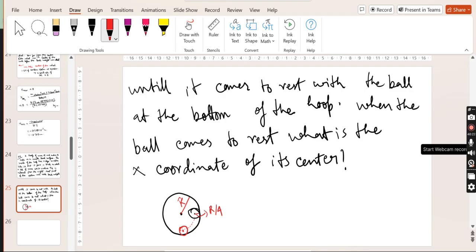It moves, and it can move directly from here, or it can go around somewhere. Basically, when it comes to rest, the ball will be here and the center will have shifted somewhere. So we need to calculate where its center will shift.